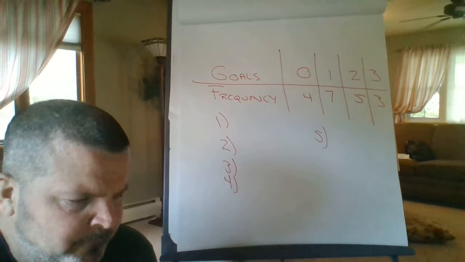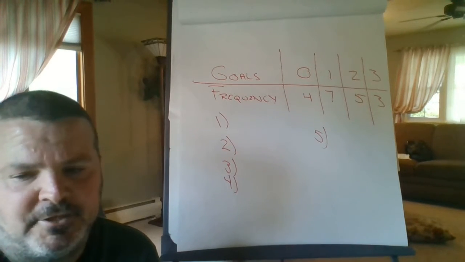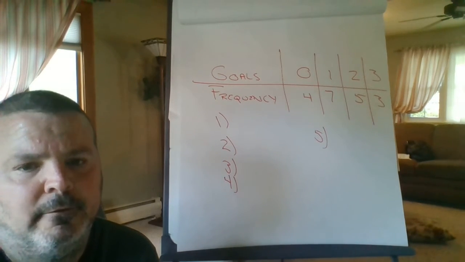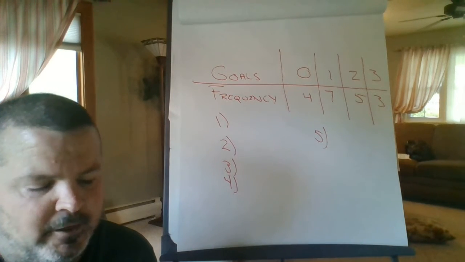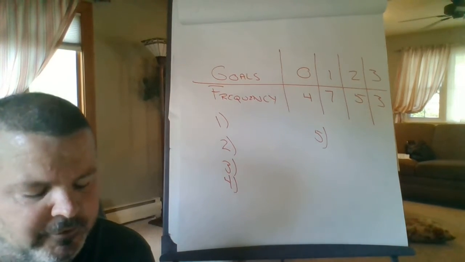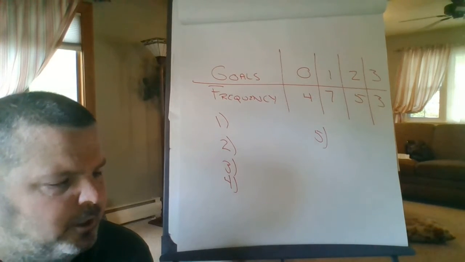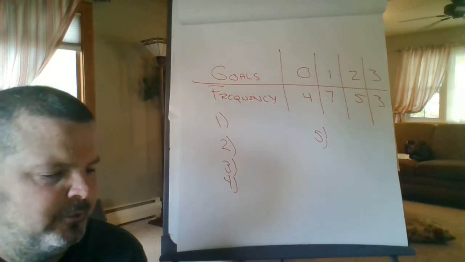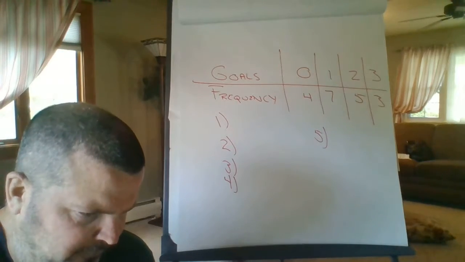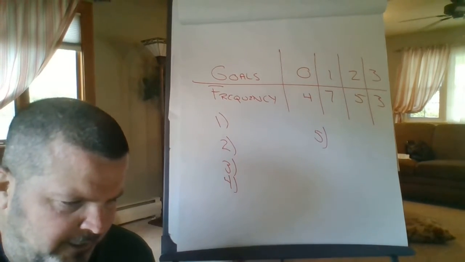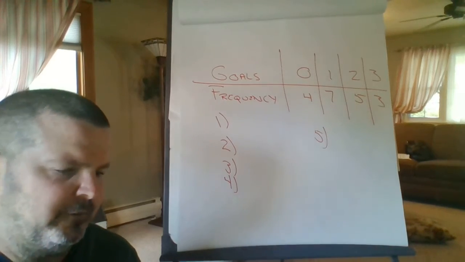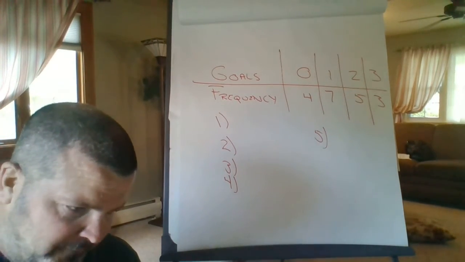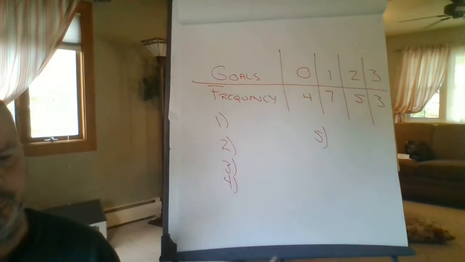Frequency tables. You'll see in the attached handout that there's a frequency table given. Frequency is just the number of times something occurs. So the table below shows the results of a soccer team's scores for games played this season. That's saying on 4 times they got shut out, they got no goals. They scored 1 goal 7 different times, 2 goals 5 different times, and 3 goals 3 different times.